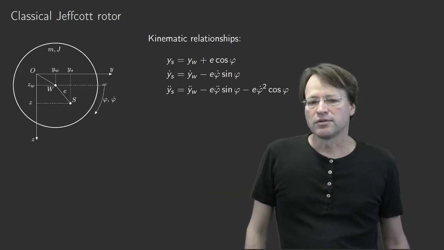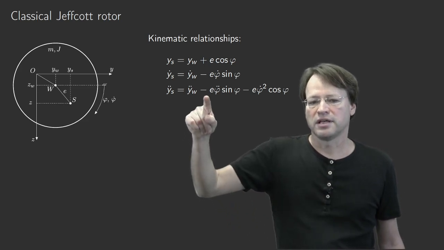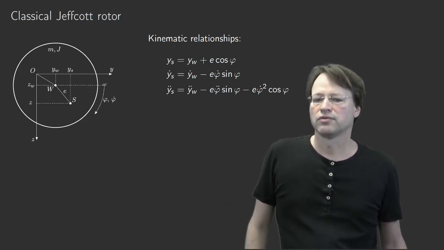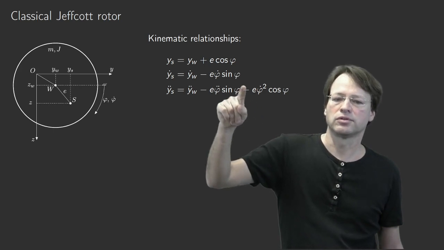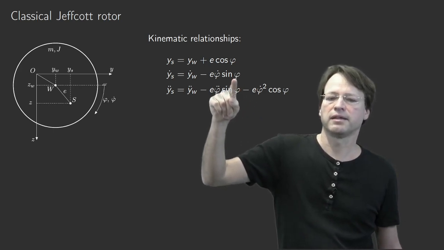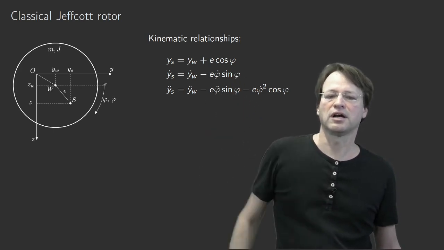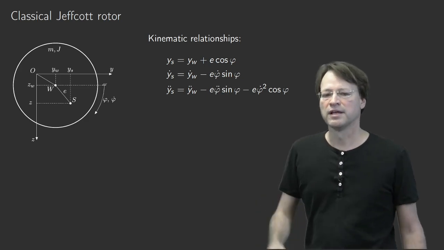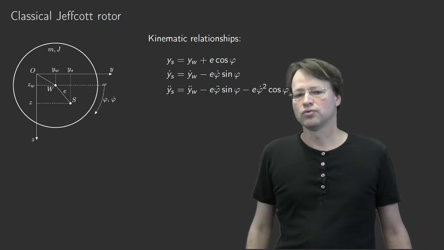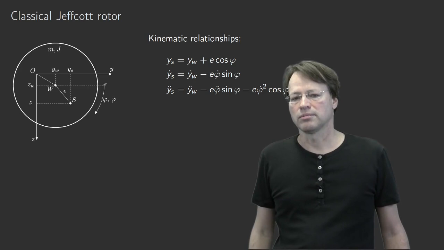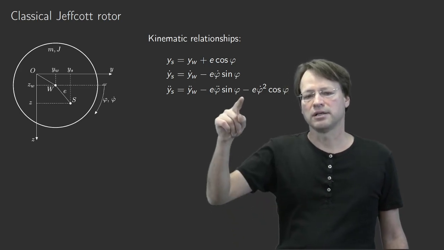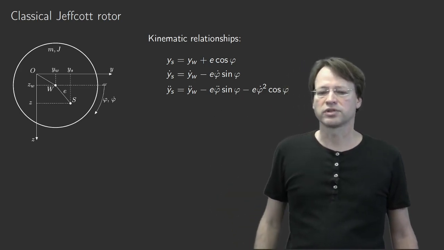Finally, you take the second derivative. So you have to take here the second derivative of phi, and you have to take also the derivative of that angle phi, which is the argument of the sine function. This leads then to the last term here, E phi dot squared cosine phi, with a minus sign.